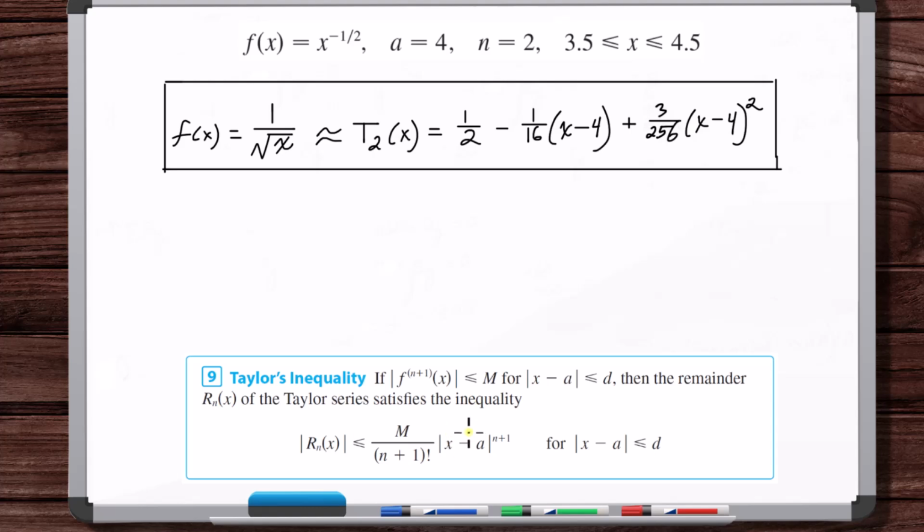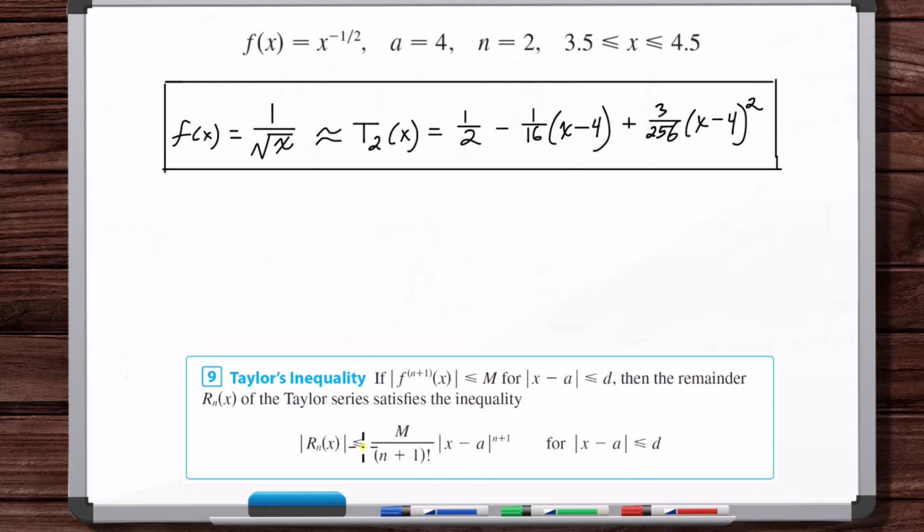Well, Taylor's inequality is giving us the r sub n. The absolute value of the r sub n, it's not giving us the r sub n, it's giving us an upper limit on it. That's the goal. If we have the upper limit on the r sub n, then we have the answer to what we're looking for. So if you look here, we choose an n. We chose n is equal to 2. We choose a is 4. We chose d here. D is 0.5, right? The absolute value of the x value minus the center point is going to be at most 0.5.